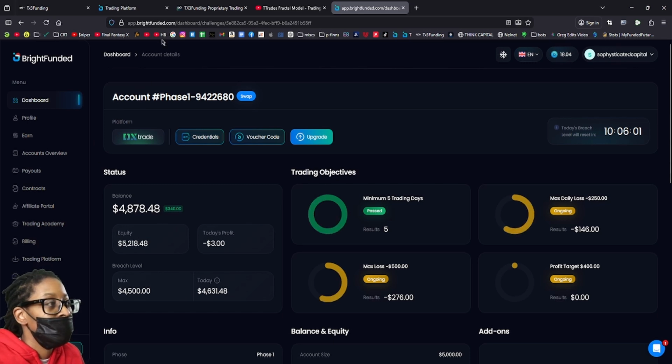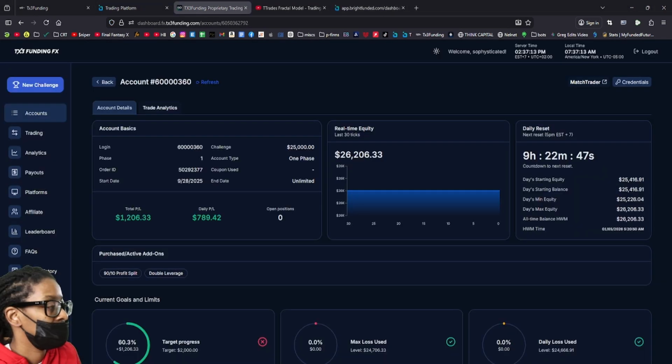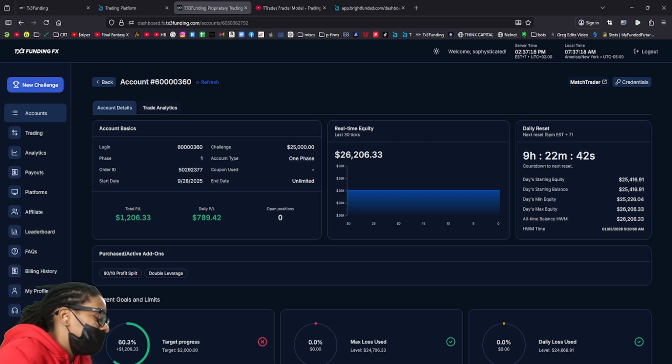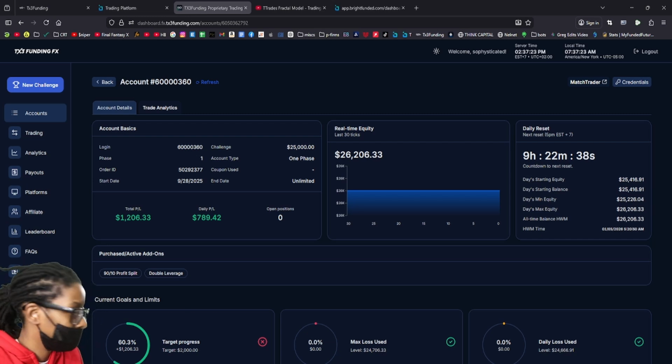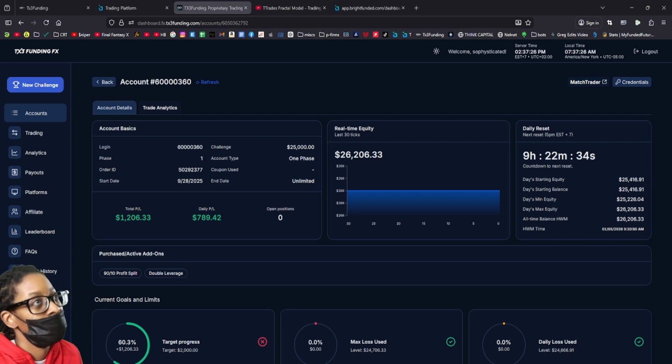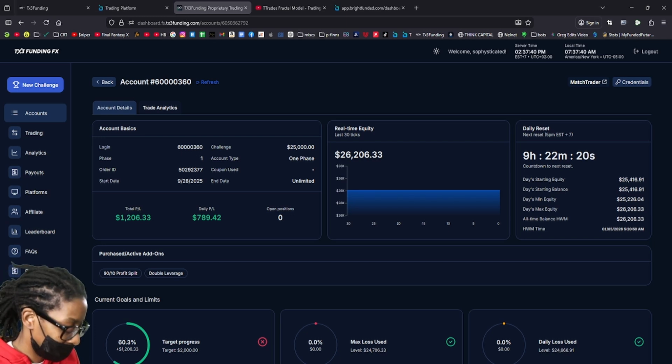All right, let's look at this other trade. You've got to trust the process. Let's look at this other trade. All right, so this is the back office of TX3 Funding, formerly known as Top Tier Trader. I've been holding this account for a year. I don't know why. It's a one step, 25K, and I've been holding it. I lost 100K with Think Capital and a 5K with Think Capital, but we're not dwelling on that.